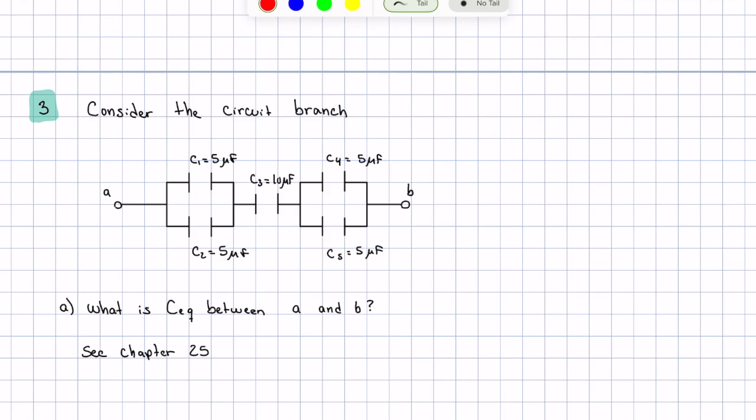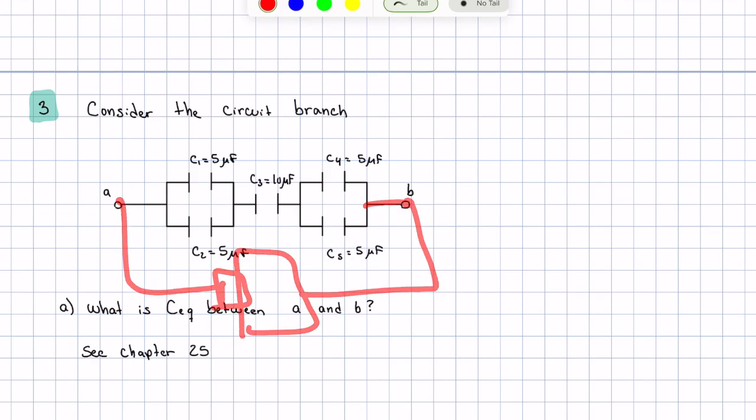Okay, so this is question 3. It says, consider the circuit branch and determine C equivalent between points A and B. So what I want to draw your attention to is A here, it's a straight line, a wire, and then there's a circle. This means that it's connected to a battery, and same thing for B. So here we have our battery, like this. They just didn't want to draw it.